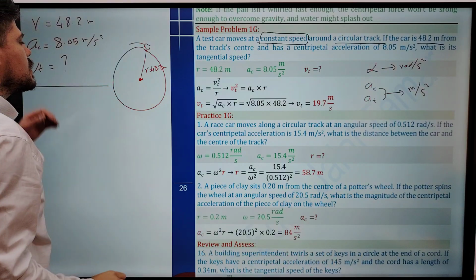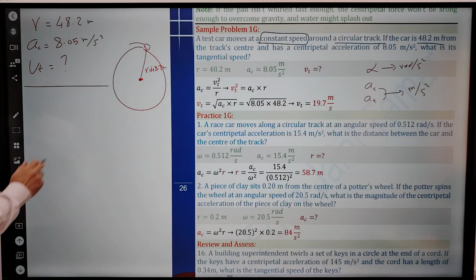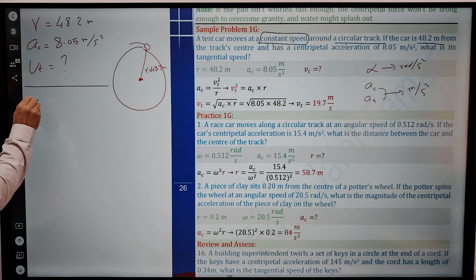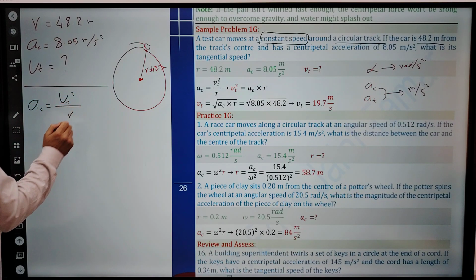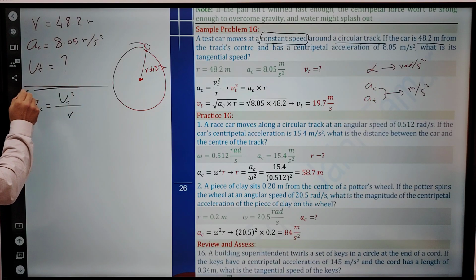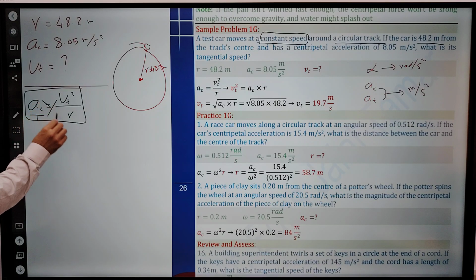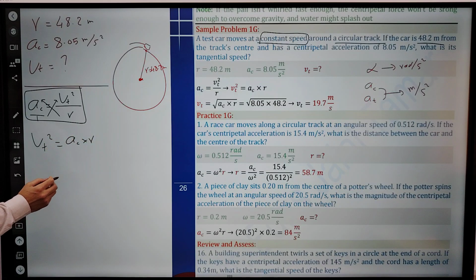Because the car is moving in a circular path, the car has both tangential speed and centripetal acceleration in that case. According to the equation of the centripetal acceleration, AC is equal to what? Vt squared over R. Okay, this is the main equation. How can you determine Vt squared? You have to rearrange the equation. Cross product. 1 times Vt squared is equal to AC times R, ACR.